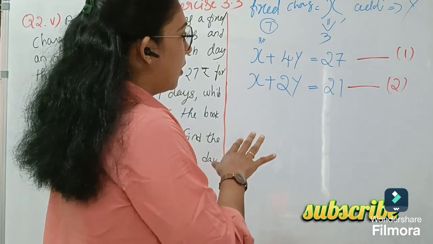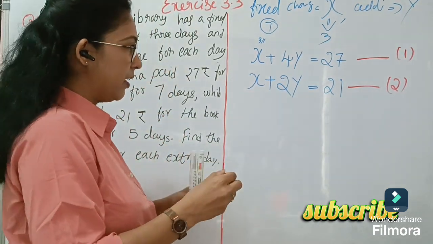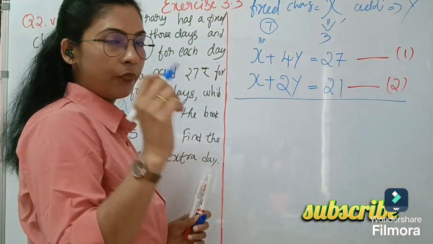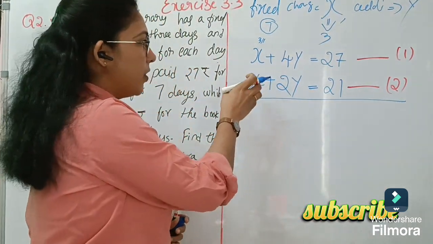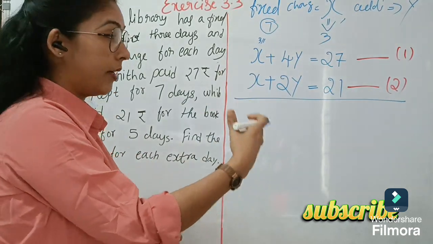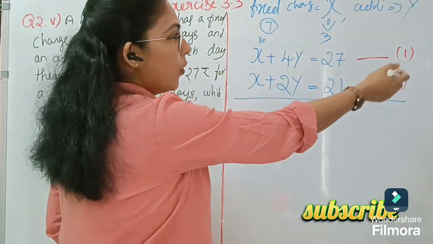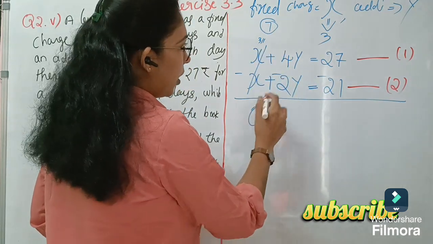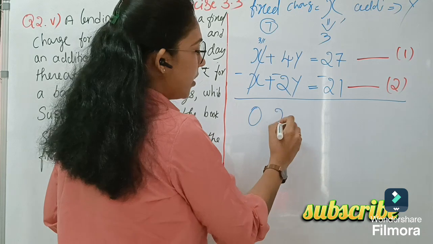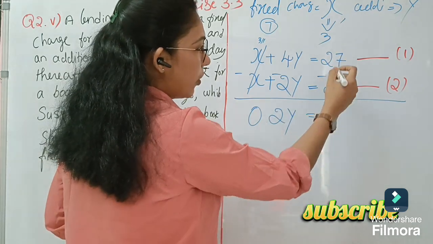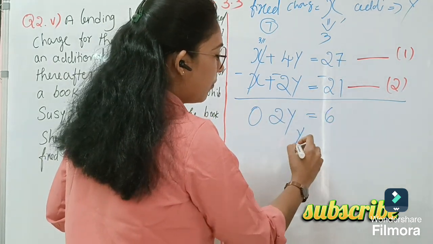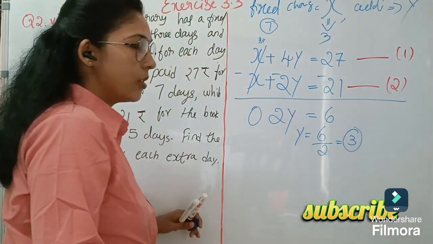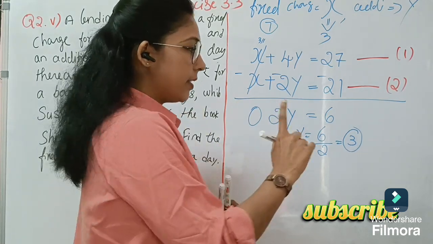Then these are two equations, and by the elimination method we have to find the values of X and Y. Here the coefficients of X are the same, so we directly subtract equation 2 from equation 1. All these are minus signs. The X term will be 0. 4Y minus 2Y is 2Y, which is equal to 27 minus 21, which is 6. Then Y is equal to 6 by 2, which is equal to 3. So the additional charge per day is 3.